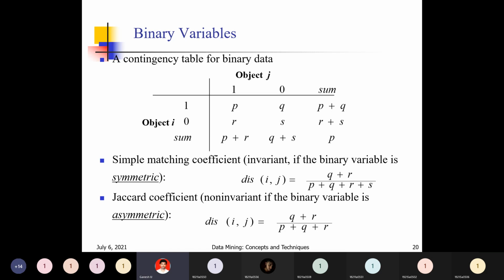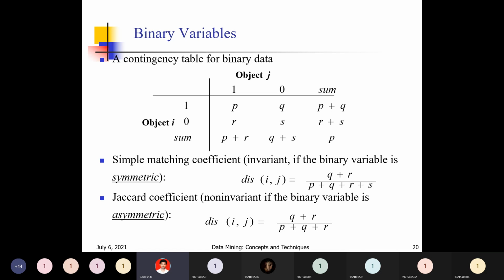Next, the Jaccard coefficient, used if the binary variable is asymmetric. With the Jaccard coefficient, dissimilarity of i, j equals q plus r by p plus q plus r. So if it is symmetric, the formula is q plus r by p plus q plus r plus s. If it is an asymmetric variable, the formula is q plus r by p plus q plus r. So these are the two formulas. Based on one example we will see, you can understand it clearly.